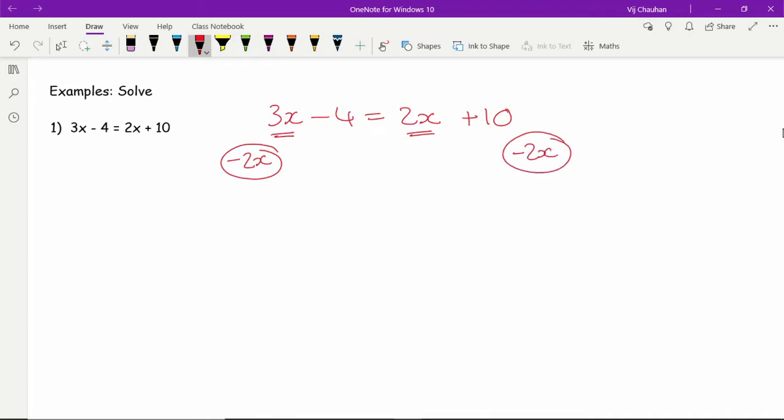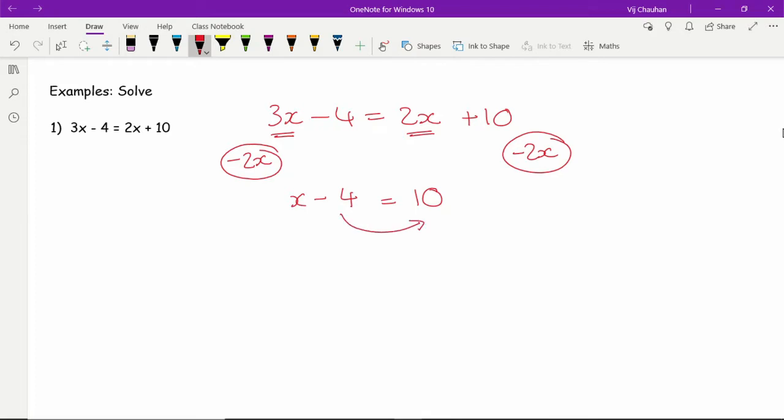3x take away 2x is just 1x, or just a single x. The minus 4 stays the same because I'm only taking away x's, I'm not taking away numbers. 2x take away 2x is nothing, so all I'm left with is 10, or positive 10 if you want to do that. Now we've come to a very simple equation where we've just got x on one side. Again, I want to get x by itself.